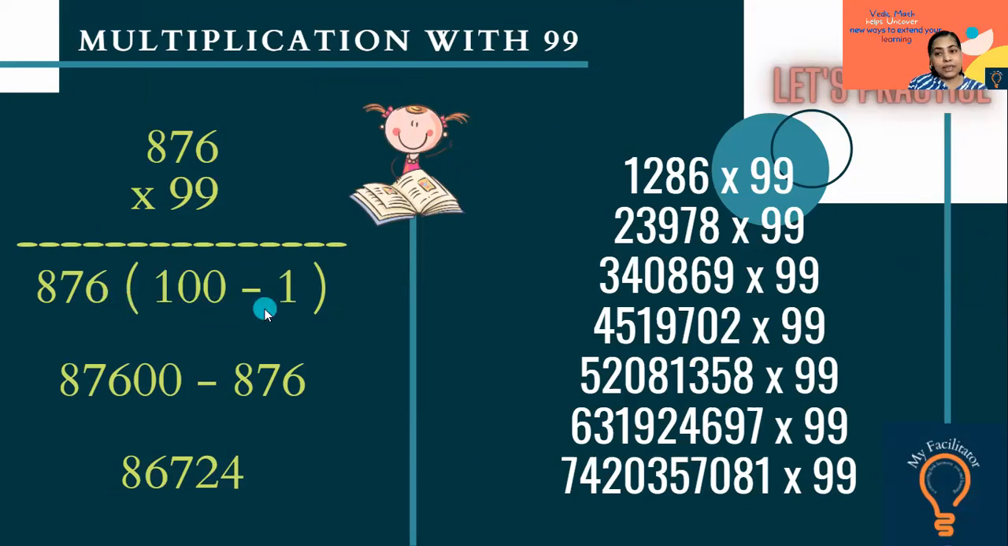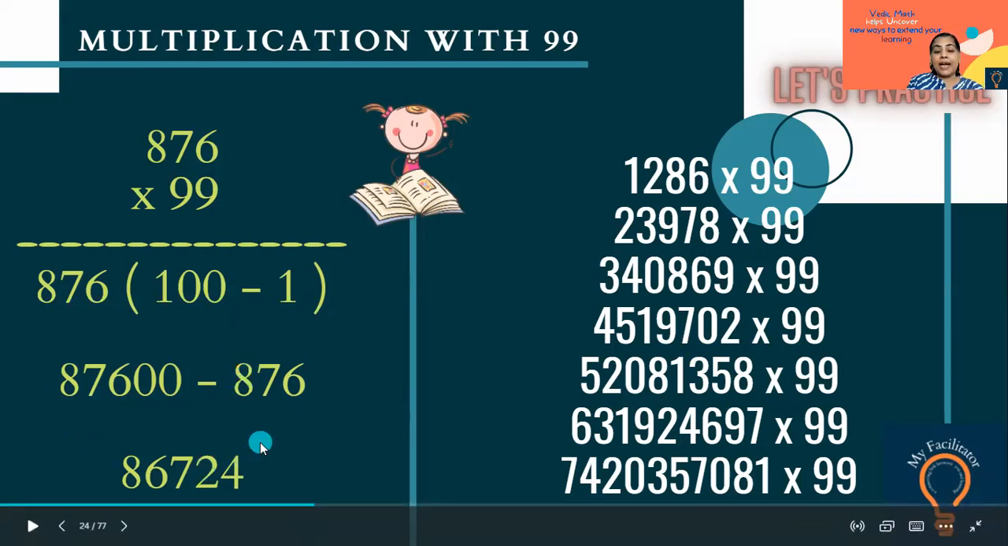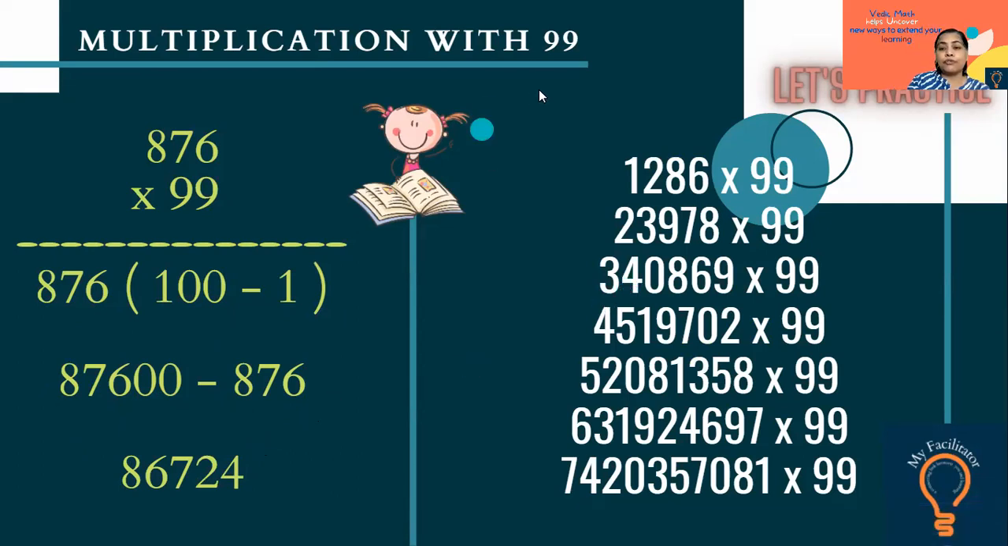So what we did, same step. 876 we are multiplying with 99. So 876 multiplied by 100 will give you 87,600, minus 876 multiplied by 1 is 876, and here is the answer, 86724.